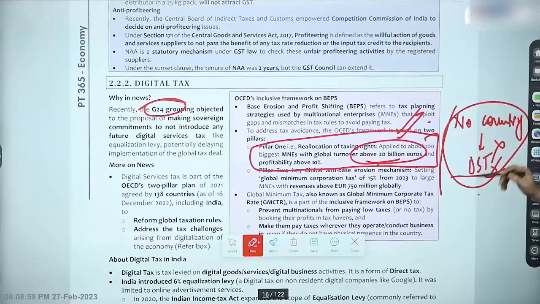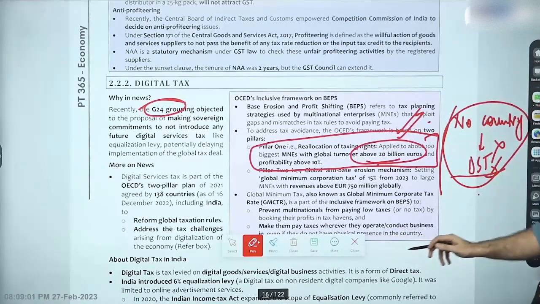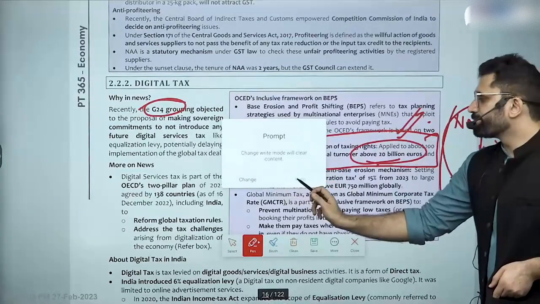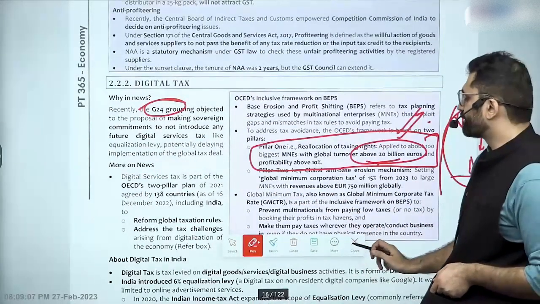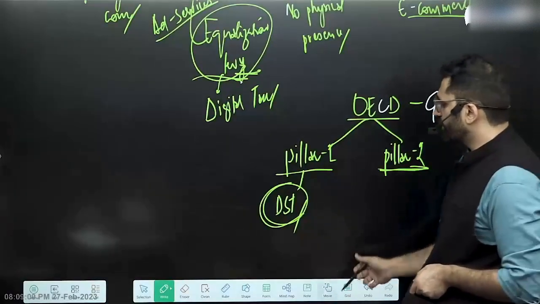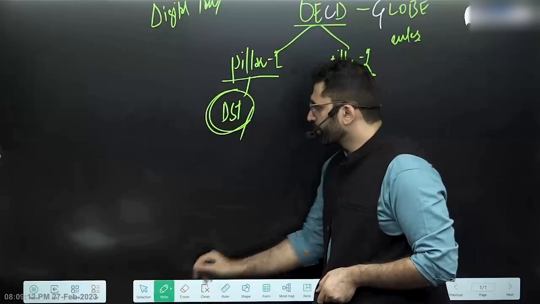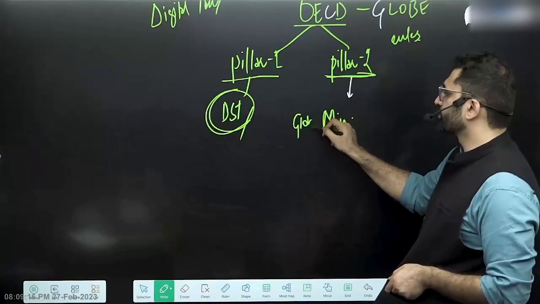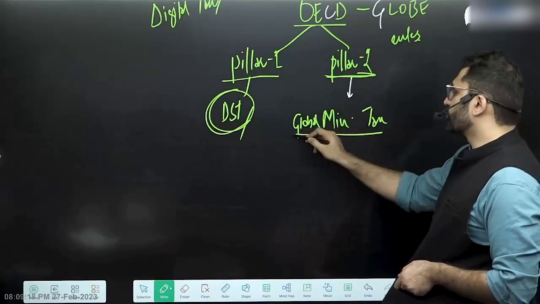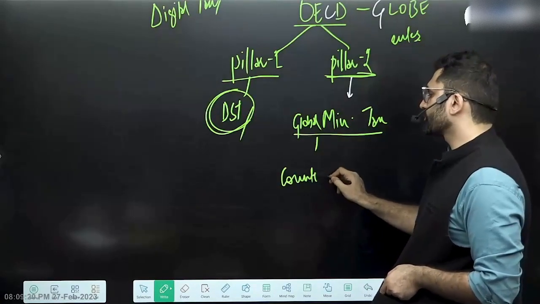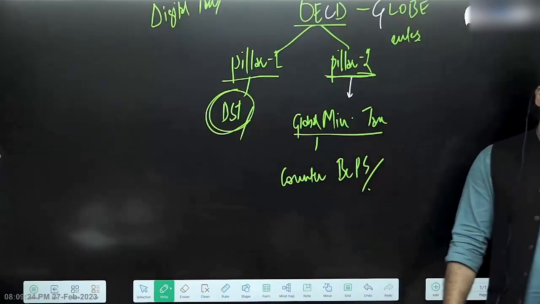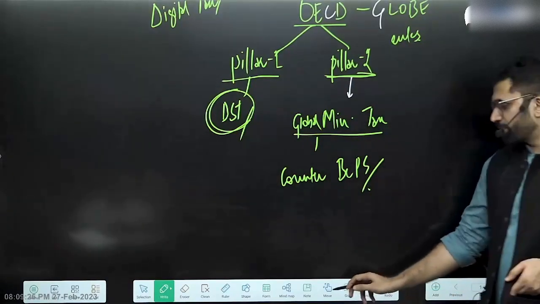The other end of this global tax deal is your Pillar 2. Pillar 2 is trying to introduce a global minimum tax. This is to counter base erosion and profit shifting. What happens under base erosion and profit shifting?